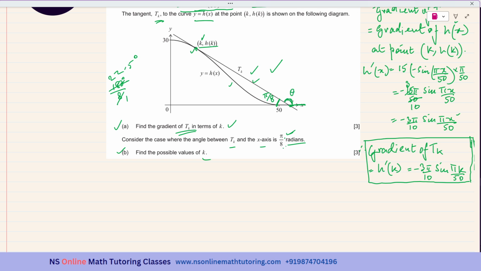So tan theta, where theta is this angle, is the gradient of this line tk, the tangent tk. And what is the value of this theta? This pi over 8 plus theta is equal to pi, 180 degrees. So theta has to be equal to pi minus pi over 8.